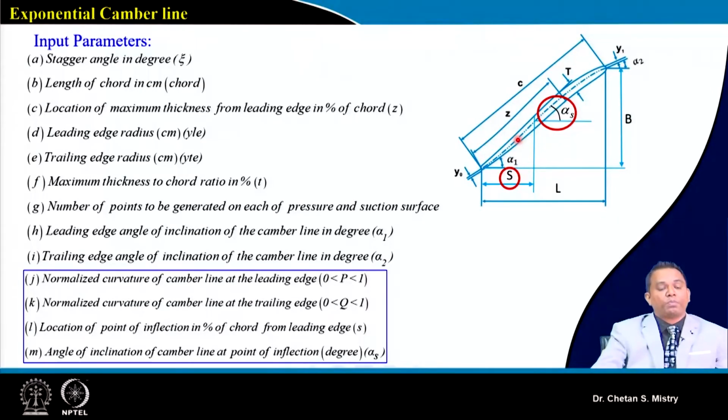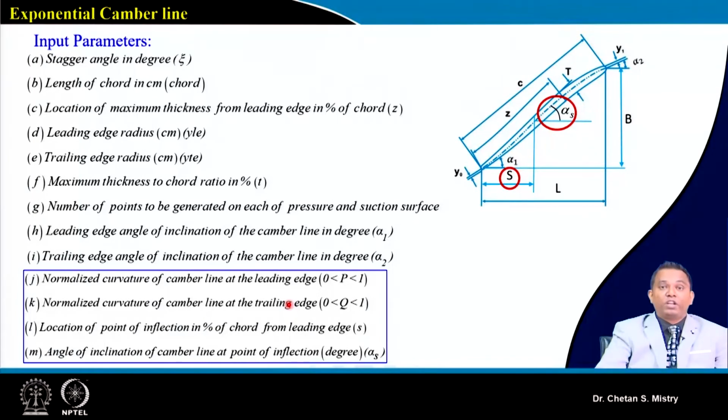Okay. Now suppose we are looking for the development of an exponential camber line. Again, what we are looking for is our stagger angle, the length of the chord, location of the maximum thickness, leading edge radius, trailing edge radius, maximum thickness to chord ratio, the leading edge angle, that is alpha 1, and alpha 2. In the same way, here we are looking for the constant values of P and Q.